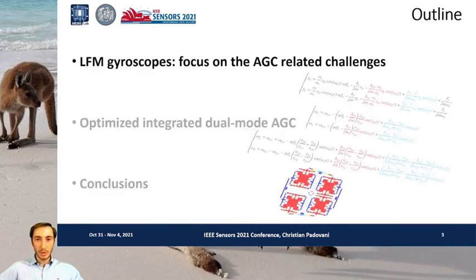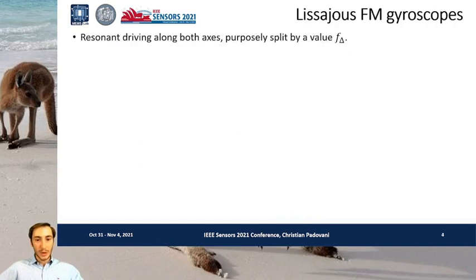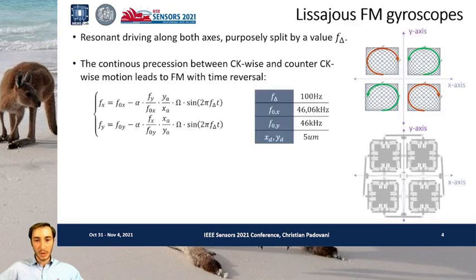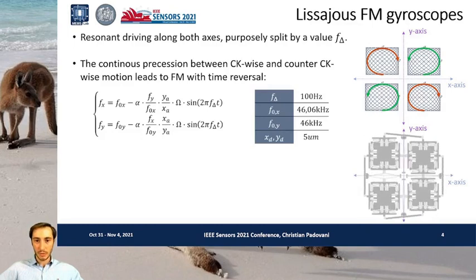So the following presentation will mainly focus on the challenges related to the AGC implementation within a Lissajous frequency-modulated MEMS gyroscope, and a solution is exposed here. In this topology, the mass is driven at the resonant frequency in both axes, which are purposely mismatched, and the resulting harmonic trajectory has a period equal to the inverse of the frequency difference.